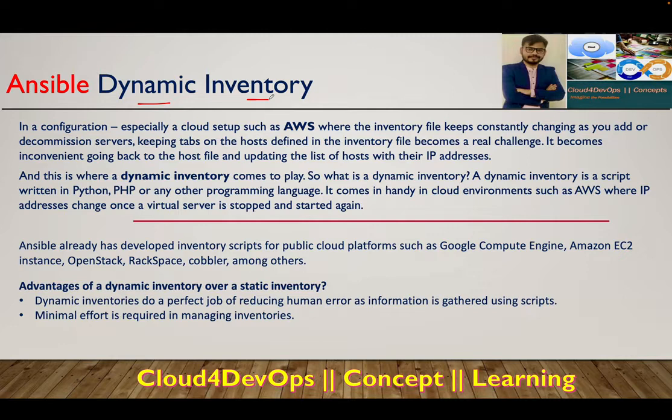Now, in the case of dynamic inventory, why is this useful? Because it's a perfect way to reduce human error, as the information is gathered using a script. So dynamic inventory is just like a dynamic script, fetching all the information of your environment and, on top of that, performing the operations. So minimal effort is required for managing the inventories.